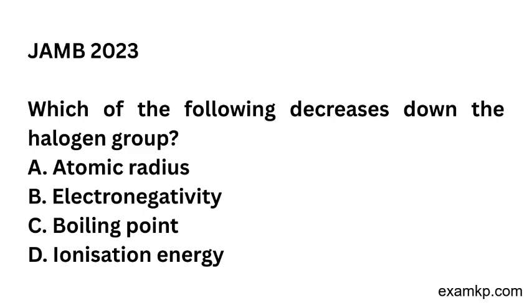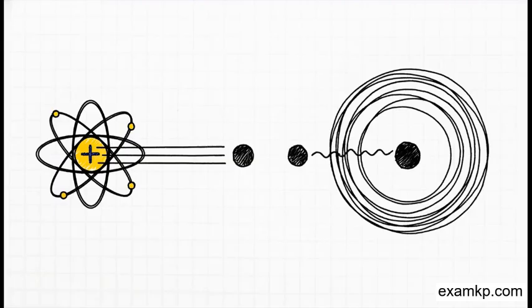Remember, we said atomic radius and boiling point both increase as you go down the group. Electronegativity decreases because as the atoms get bigger, the nucleus has a weaker pull on incoming electrons because of all that electron shielding. JAMB loves testing these trends, so please know them well.